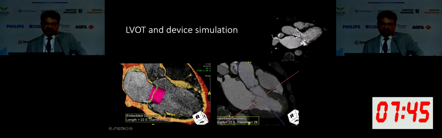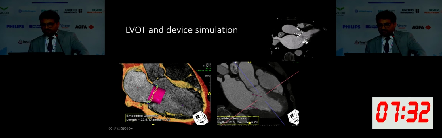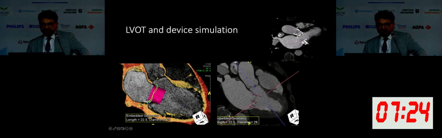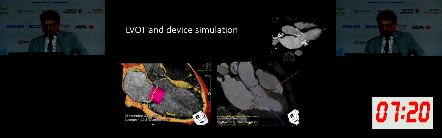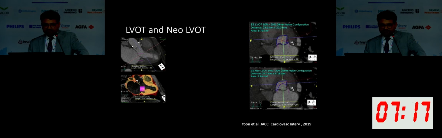One important thing to remember is these devices can be deployed in different configurations relative to the annulus. Most commonly, they use 80% of the device below and 20% above, but they can also use 60-40. As you can imagine, the farther the device goes into the ventricle, the more the chances of obstructing. So 60-40 and 80-20 will result in different degrees of obstruction, and it's important to know what the plan is for the patient.